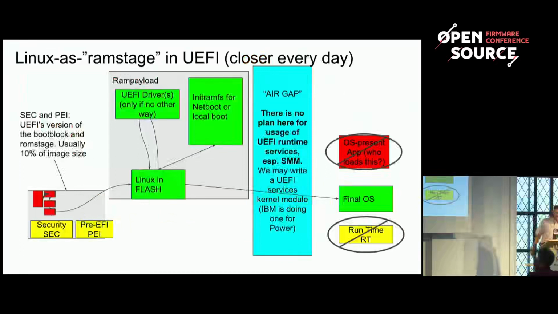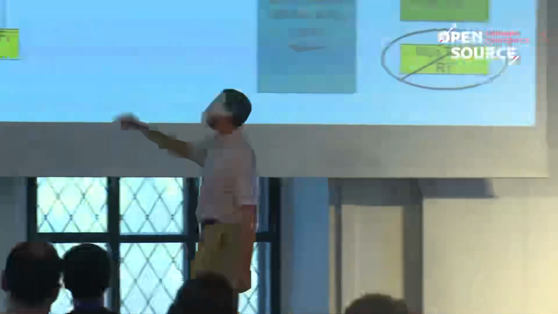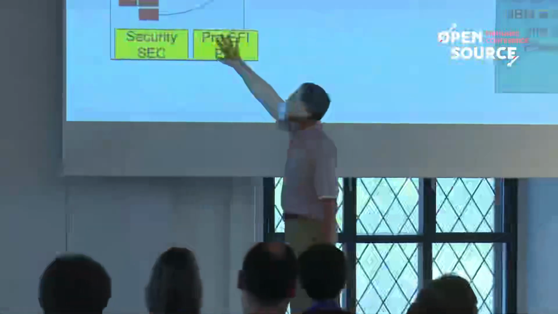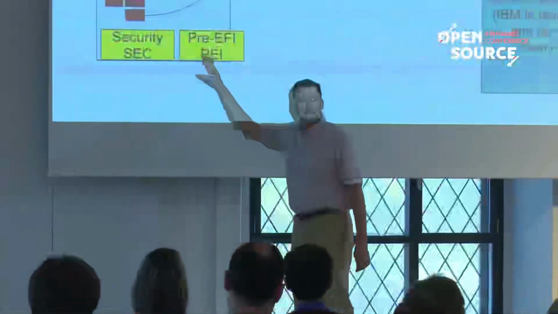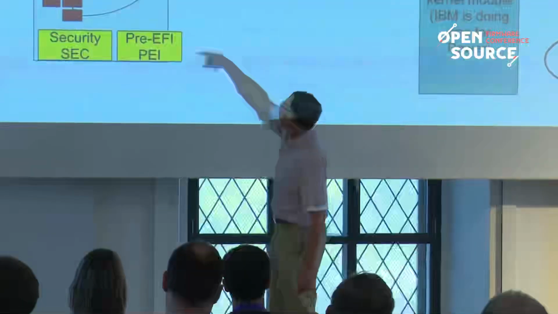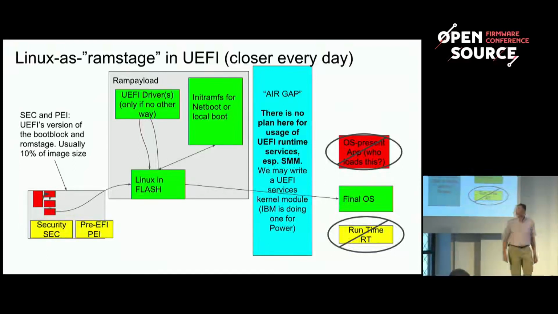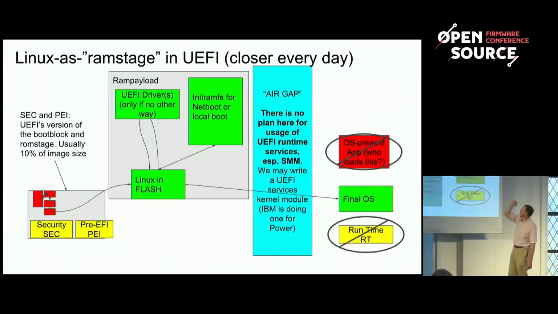And this is what we're working toward. We're not there. But if we look at the SEC and PEI footprint in ROM, it's about 10%. And what we want to do is go right from that last step, which is the board init, right into Linux in flash. And you saw u-root this morning. We want to have an initramfs containing u-root with a netboot or local boot.